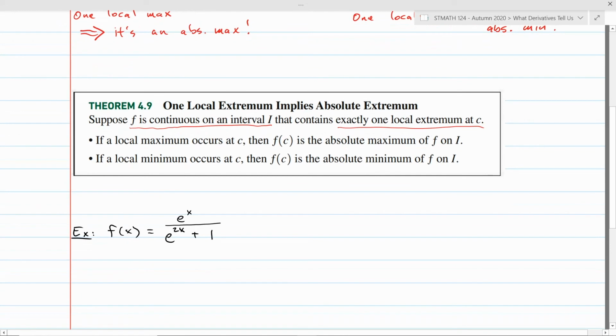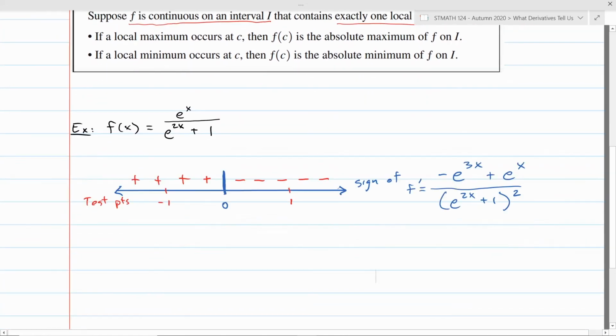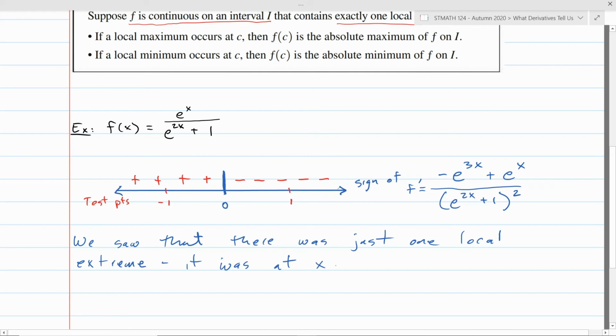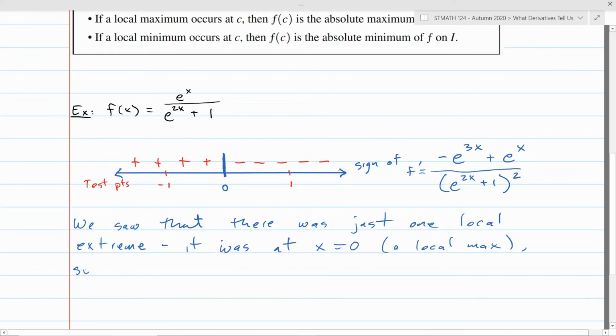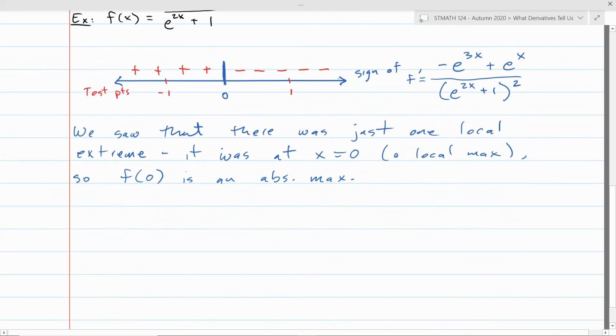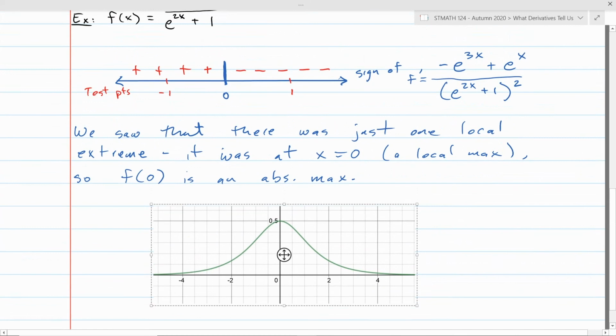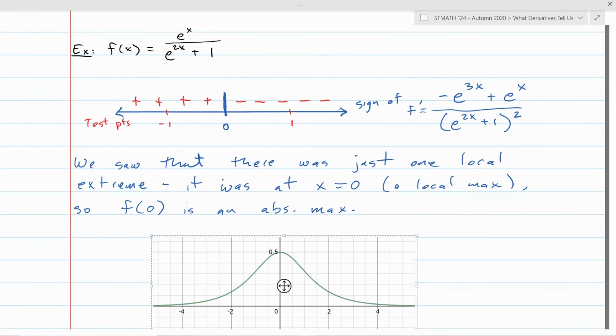But anyway, so like that last example that we had, in that previous example, we saw that there was just one local extreme. It was at x equals 0, a local maximum. So f of 0 is an absolute maximum. And that was certainly borne out by the graph. This happens enough that it's worth making note of. I mean, sometimes you just get one critical point. And so when that happens, you know that if there was a max there, it's global. If there's a min there, it's global.